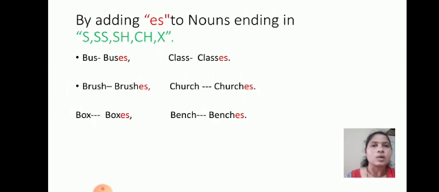Church. The word church ends with ch at the end. So in plural, we add only es. So it becomes church, churches. Box. The word box ends with the letter x. So in plural, we add es at the end. So it becomes box, boxes. Bench, benches. The word bench also ends with ch. So in plural, we add es at the end and it becomes bench, benches.